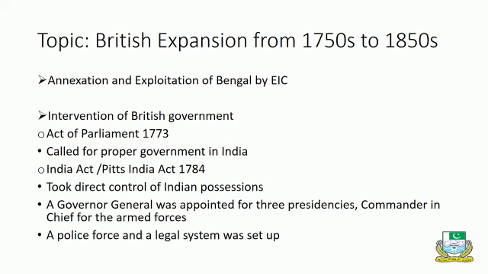Next point is the exploitation of Bengal. The East India Company had been established to gain as much profit as possible, but its greed after Buxar embarrassed the British government. The company was making huge profits from its monopoly of the trade in Bengal, and company merchants were increasing their wealth.